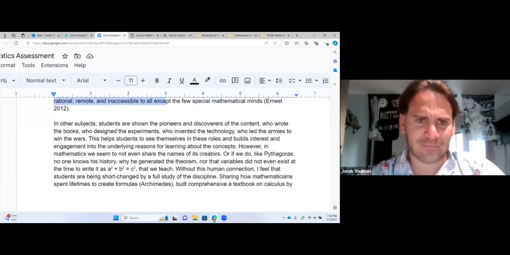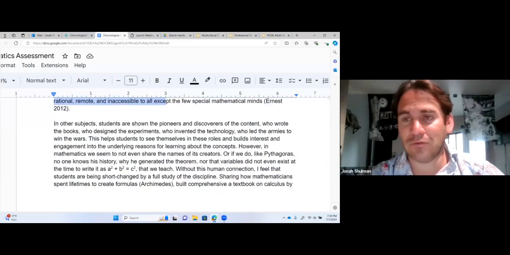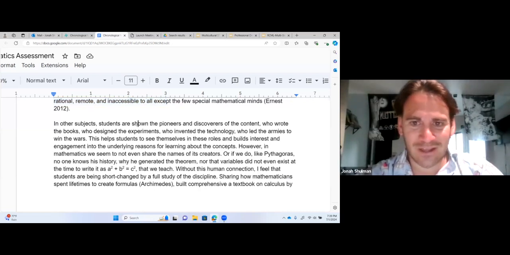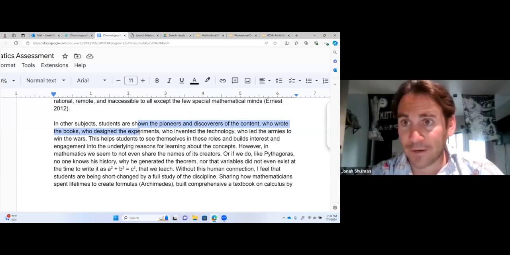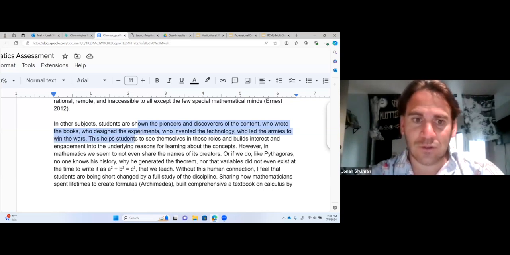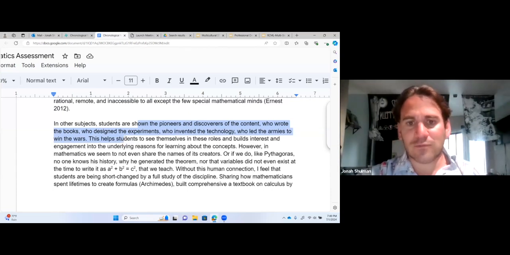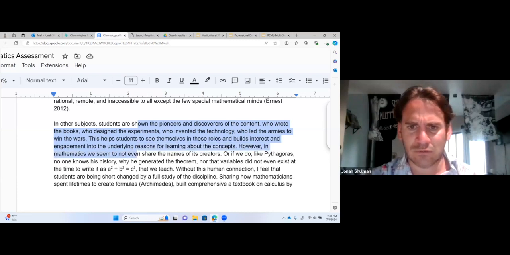So in other subjects, we always talk about Newton, or we learn about the authors, we learn about the scientists. The only person we ever talk about is Pythagoras, but most people don't even talk about Pythagoras, they just say his name. So if we talk about who invented this technology, it's going to help students see themselves in these roles and build interest and engagement in the underlying reasons for the concepts.